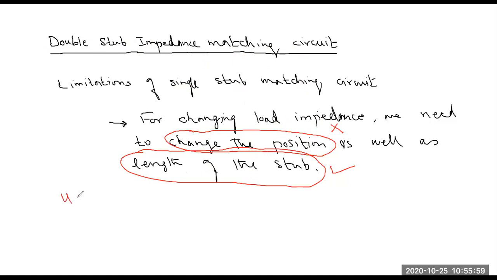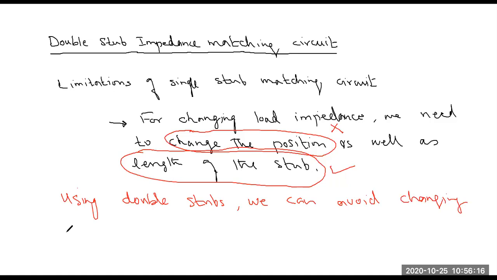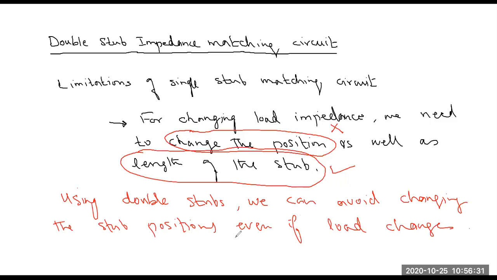So using double stub, we can avoid changing the stub positions even if the load changes. So that is the use of double stub impedance matching circuit.